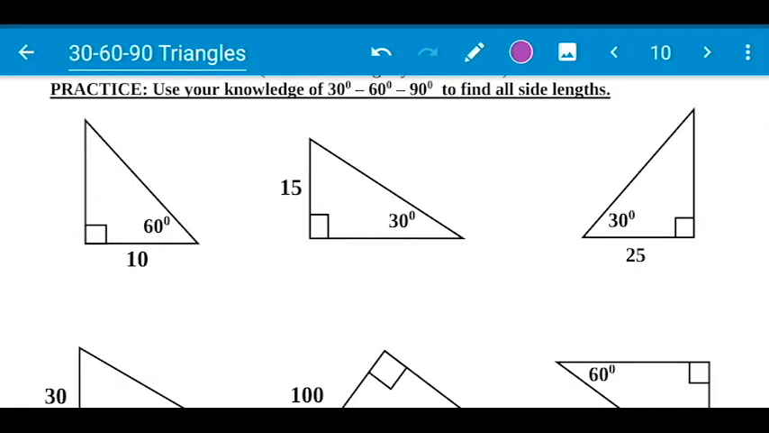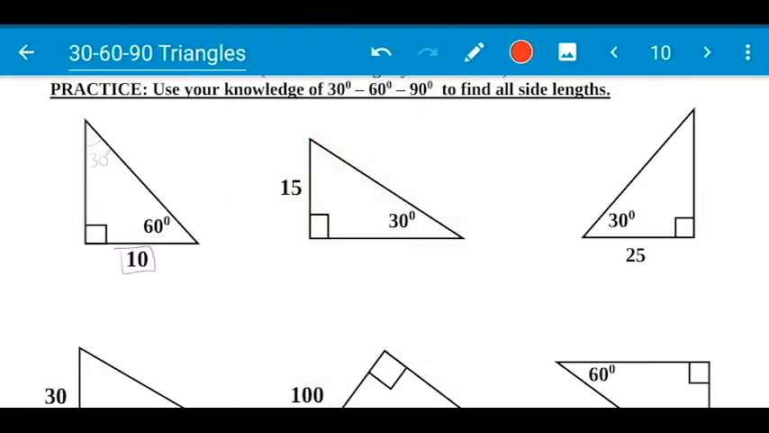So the first thing we need to do in each of these triangles in order to solve them is to figure out which side is our smallest side. Whenever we have this little square in the corner of our triangle, that means that's our 90 degree angle. Well, we're given our 60 degree angle, so this one has to be our 30 degree angle. So we know this right here is our shortest leg.